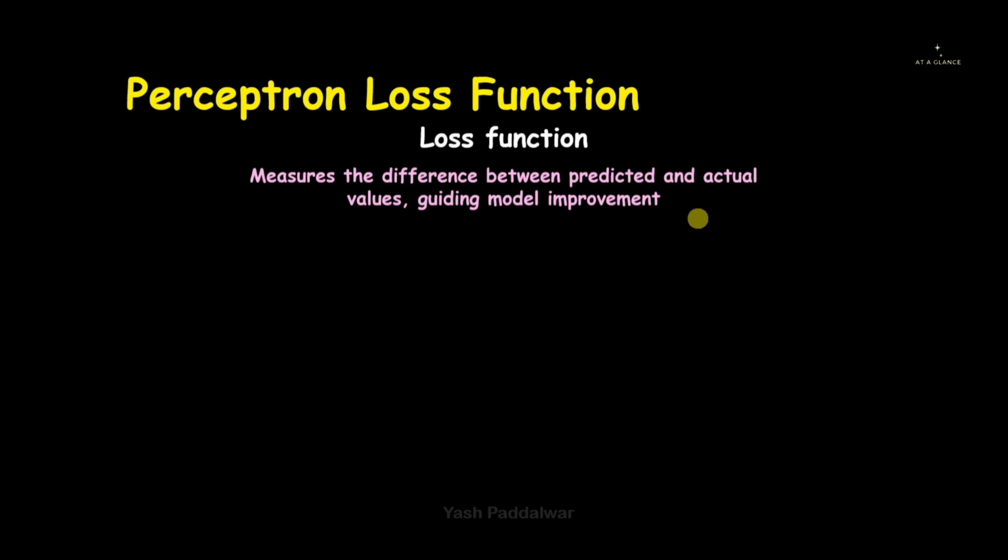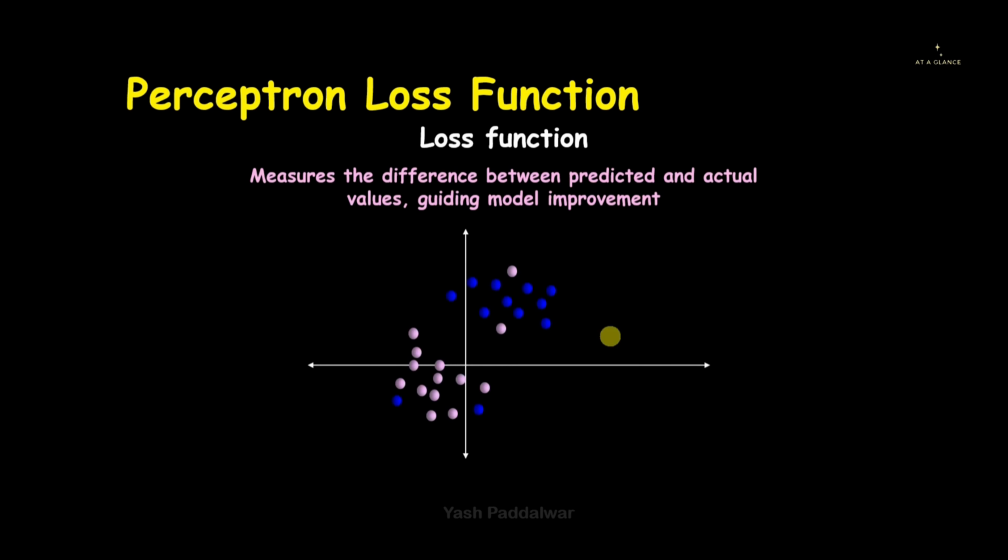Now, why do we use this loss function? Because we can reach the most optimal solution with the help of this loss function. And how we can reach the optimal solution, we are going to look at with the help of an example. So here let's say we have this particular axis and we have these data points.